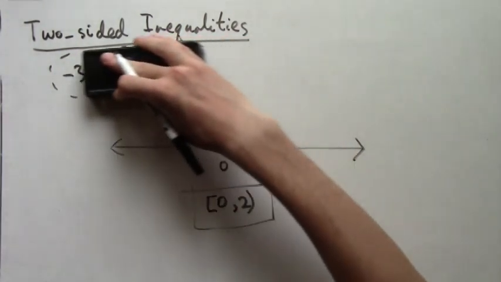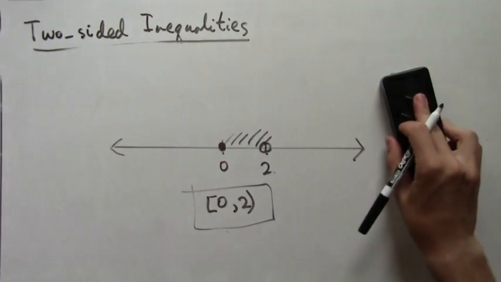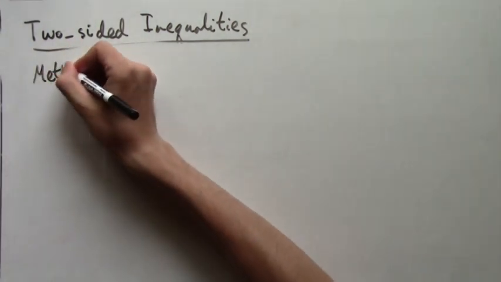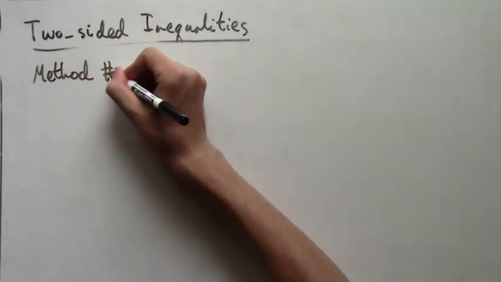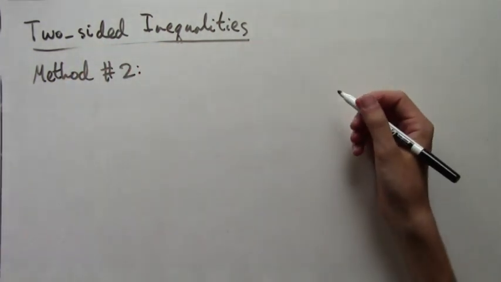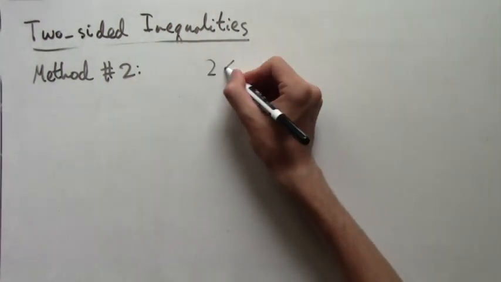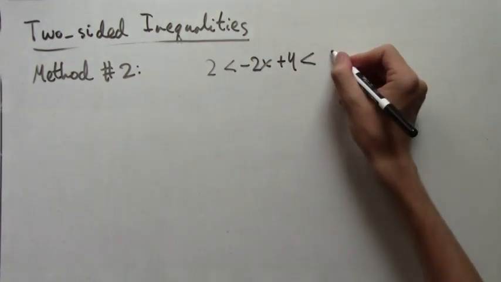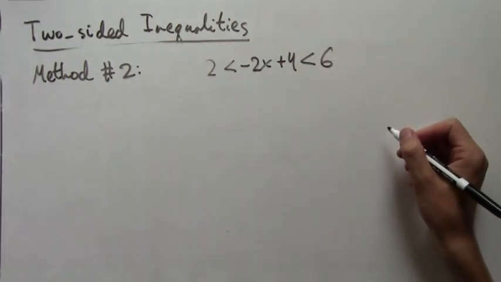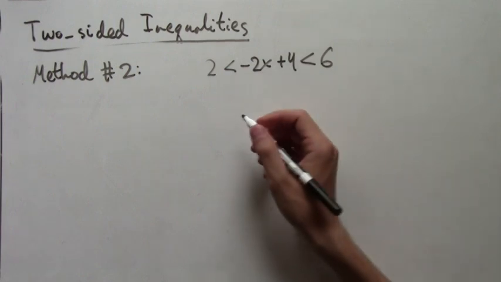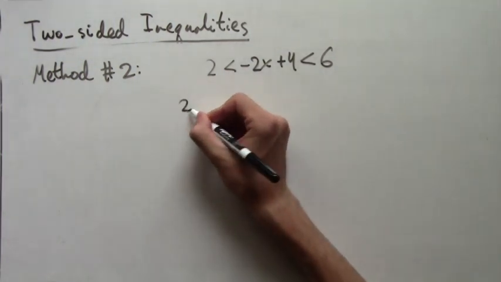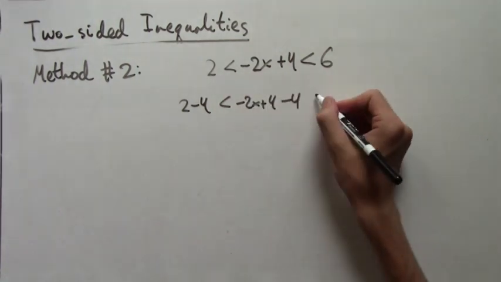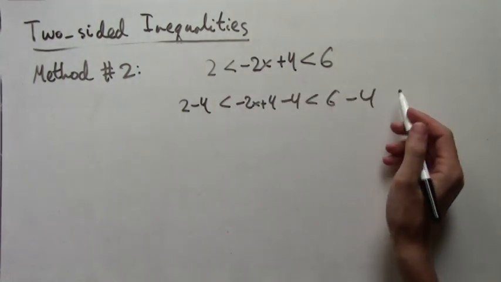We will now move on to a different example, which we will solve with a second method. If before we took our two-sided inequality and split it into two different inequalities that we knew how to solve, method number 2 just keeps the two-sided inequality as a two-sided inequality the whole time. I'll show you what I mean. We want to isolate the variable, so we have to subtract 4. But this time, we subtract 4 on all 3 sides.